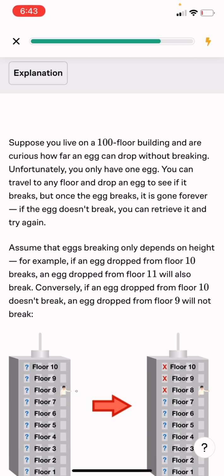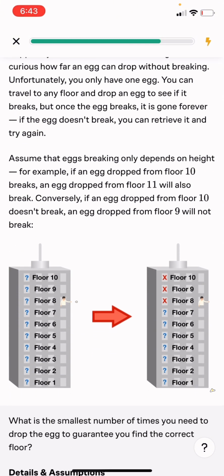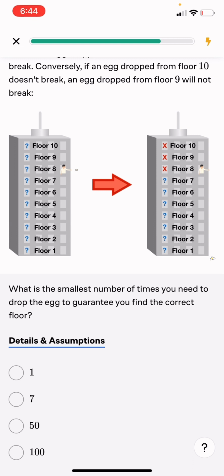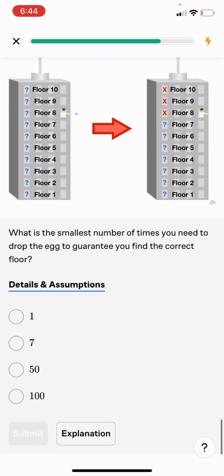Suppose you live in a 100-floor building and you're curious how far an egg can drop without breaking. Unfortunately, you only have one egg. You can travel to any floor and drop the egg to see if it breaks, and once the egg breaks, it is gone forever. If the egg doesn't break, you can retrieve it and try again. Assume that eggs breaking only depends on height. For example, if an egg dropped from floor 10 breaks, an egg dropped from 11 will also break. Conversely, if an egg dropped from floor 10 doesn't break, an egg dropped from floor 9 would not break. What is the smallest number of times you need to drop the egg to guarantee you find the correct floor?